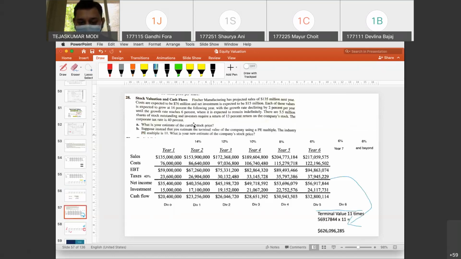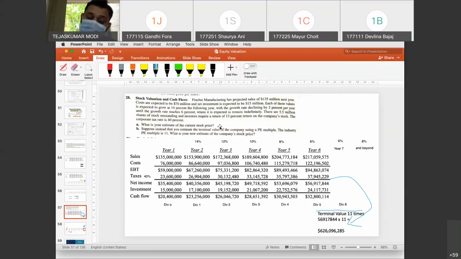Let us look at the second question, guys. The second question is using multiples model. Suppose instead that you estimate the terminal value of the company using price earning multiple. Now see, Mayur, you can see now in this case the terminal value is calculated using multiples model, price earning ratio multiple model, right? The industry price earning multiple is 11. What is your new estimate of the company's stock price?